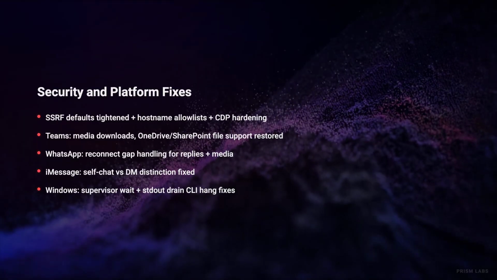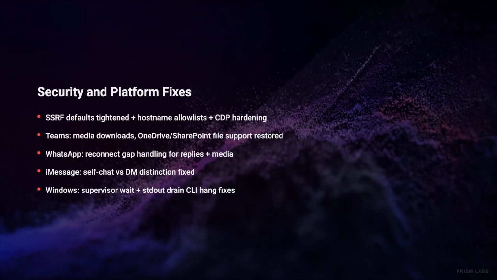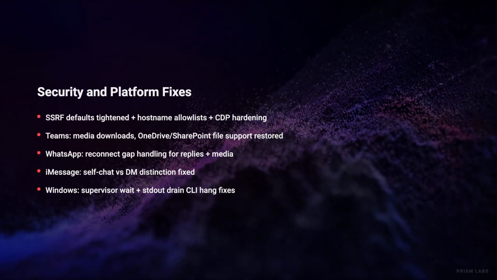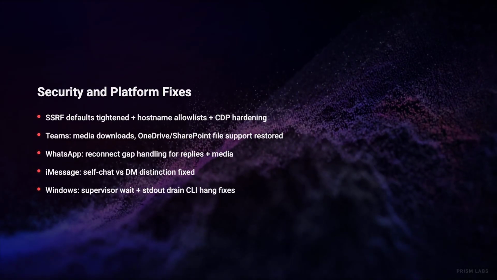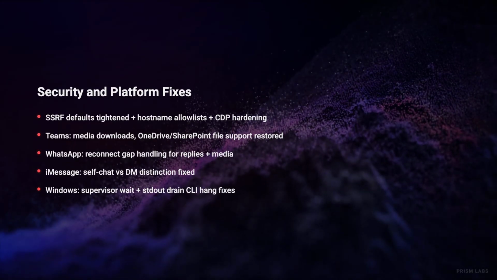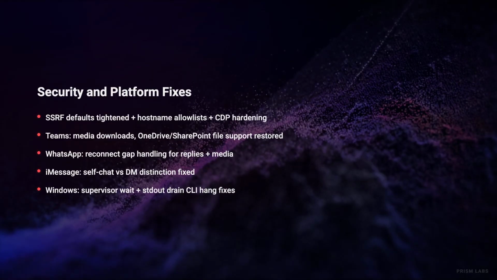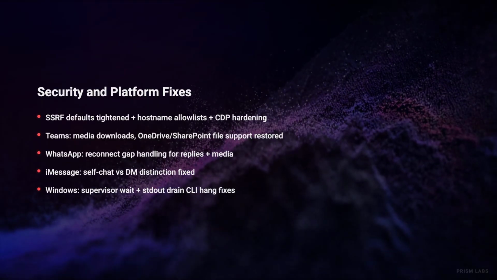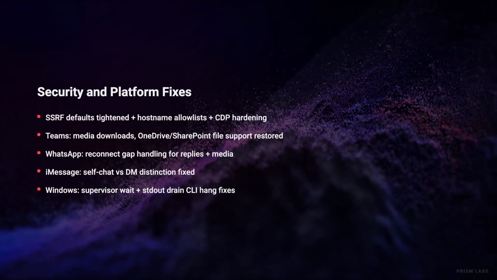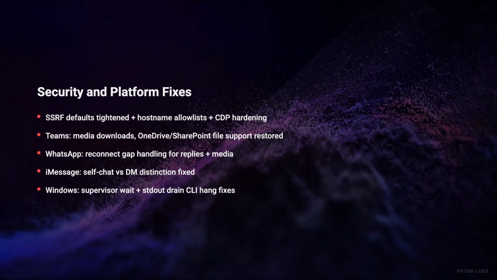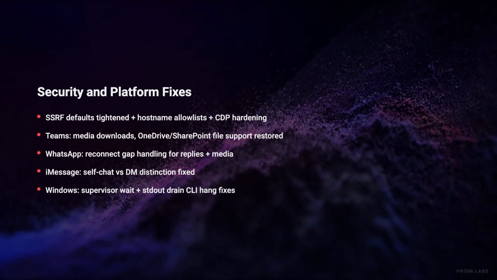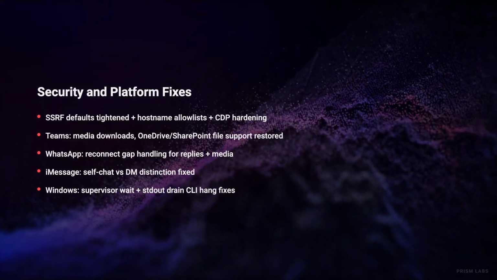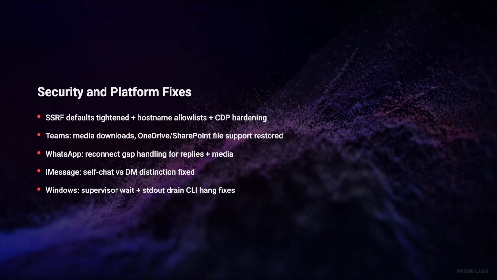On the platform side, Microsoft Teams gets restored media downloads for personal DMs, and bot framework conversations with OneDrive and SharePoint shared file support and SSO sign-in callback handling. WhatsApp maintains inbound replies and media across reconnect gaps with queued outbound delivery preservation and fresh retry-eligible sends after socket recovery. iMessage fixes distinguish normal DM from true self-chat using destination caller ID and handle multi-handle self-chat aliases correctly.